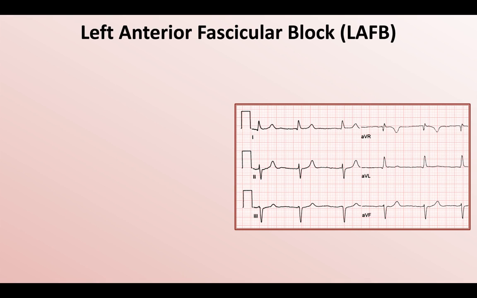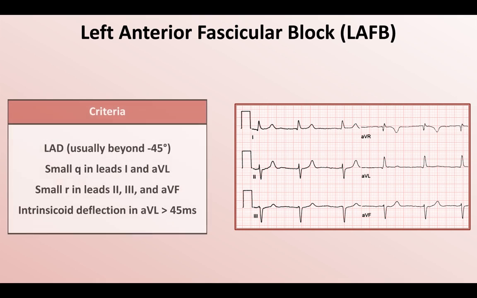Specific criteria for a diagnosis of left anterior fascicular block includes a left axis deviation, usually beyond negative 45 degrees, a small Q wave in the lateral leads of 1 and AVL, a small R wave in the inferior leads 2, 3, and AVF, and an intrinsicoid deflection in AVL that is greater than 45 milliseconds. If you are not familiar with the concept of intrinsicoid deflection, it is discussed in my EKG lecture on chamber enlargement.